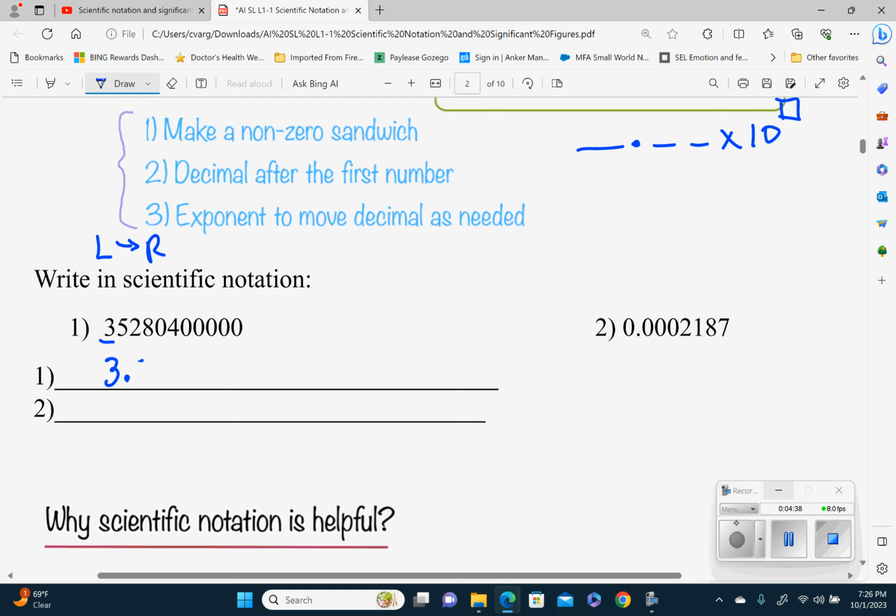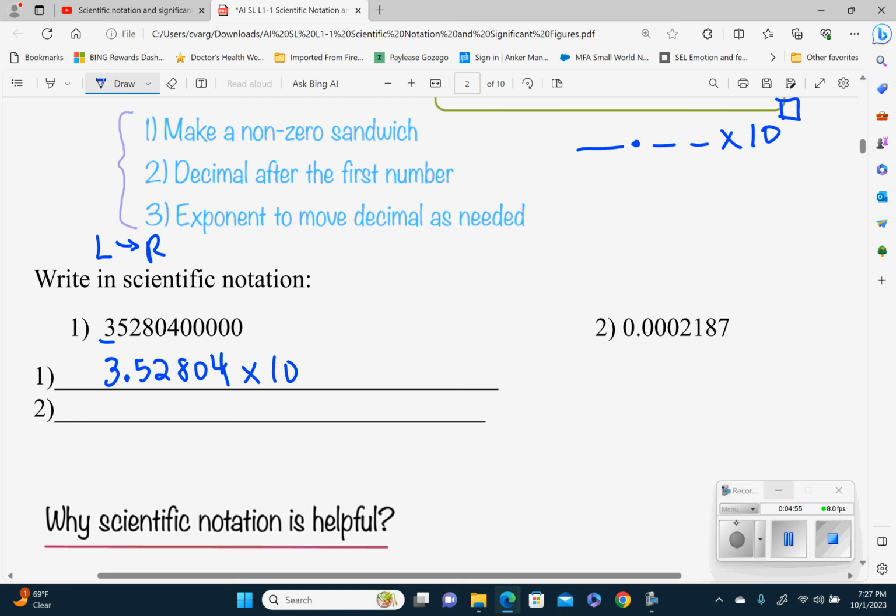We're going to put the 0 here. So 3.52804. Since this 0 is sandwiched between the 8 and the 4, we're going to count that. That is significant, and we're going to put times 10 to the.